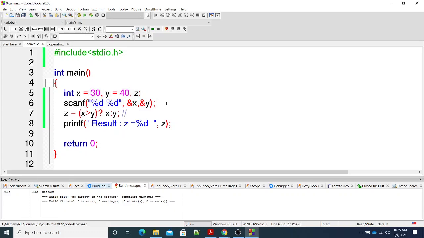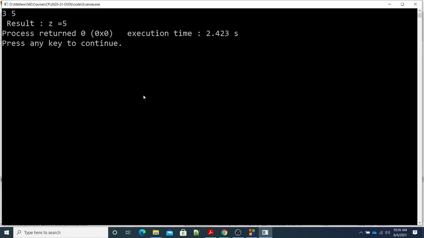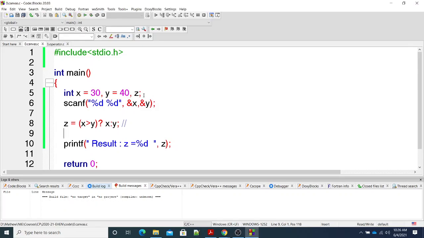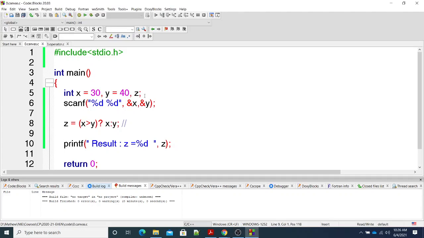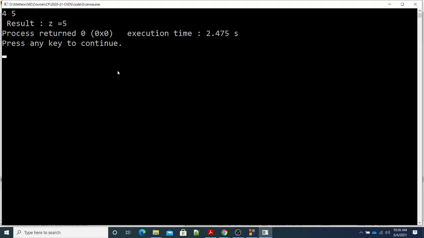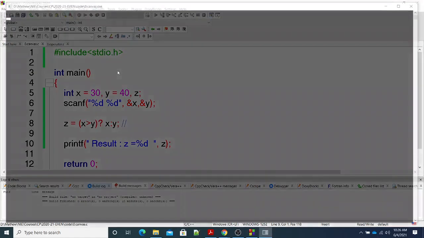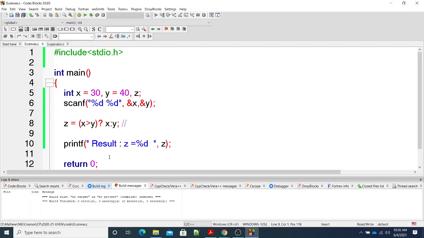Now this program is doing some useful work: you enter 2 numbers, it will print the larger value. Any 2 integers, it will compute the larger of the 2. Either the first one is larger or the second one is larger, in both cases the result will be the larger of the 2. Clear?